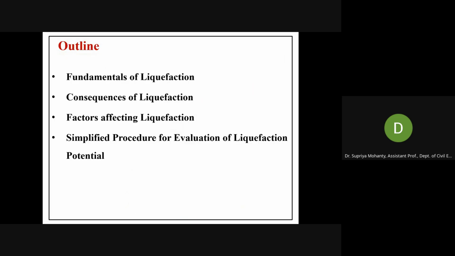So this is the outline. First, I will discuss the fundamentals of liquefaction, the consequences of liquefaction, the factors affecting liquefaction, and the simplified procedure for evaluation of liquefaction potential, as mentioned in our IS 1893 Part 1 2025 code.